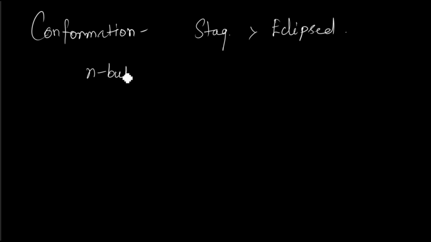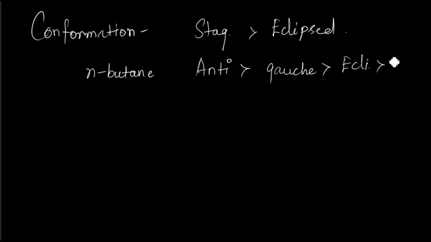Questions can be asked from n-butane as well. That will give you the different conformations, but I'm giving you the stability order: anti, which has the CH3 groups on opposite sides, then gauche, then eclipsed, then fully eclipsed. Okay, so that is the order of stability. If they are asking about some other compound, check for hydrogen bonding as well.